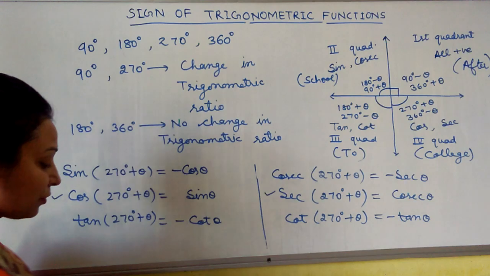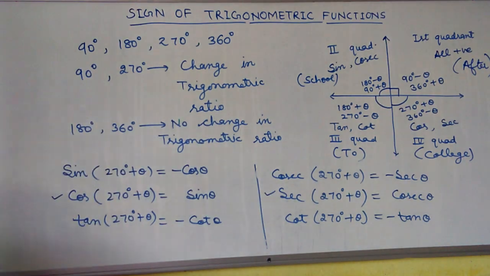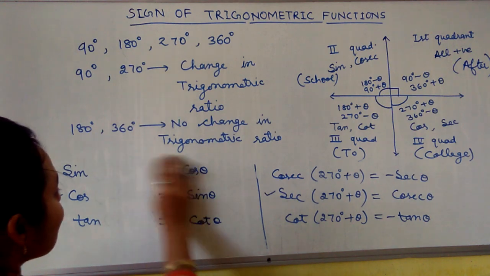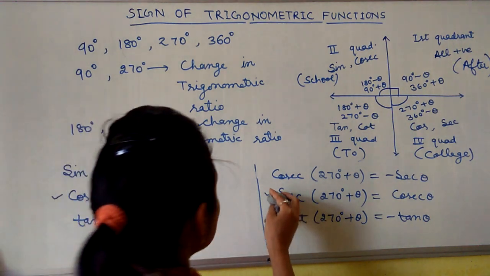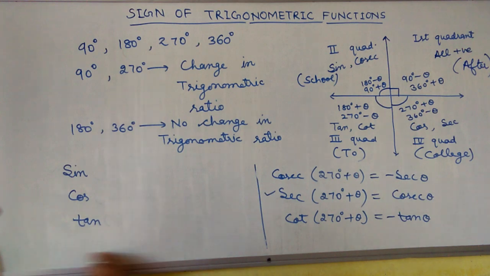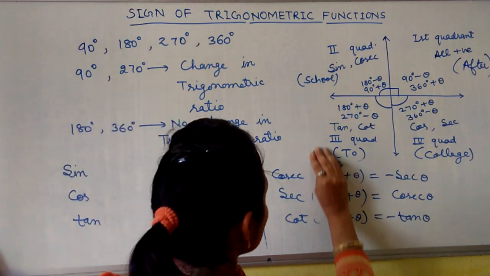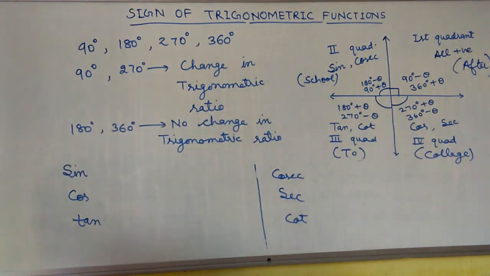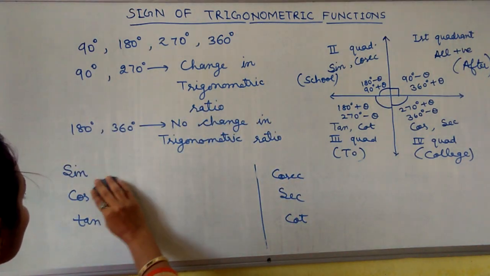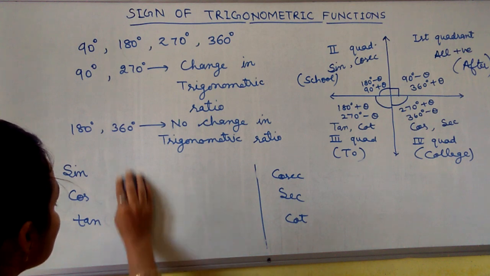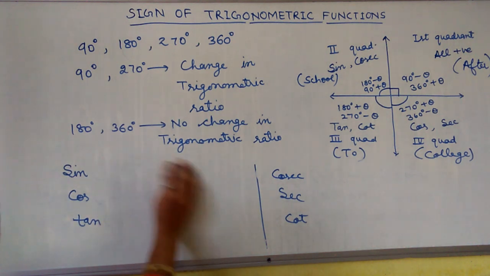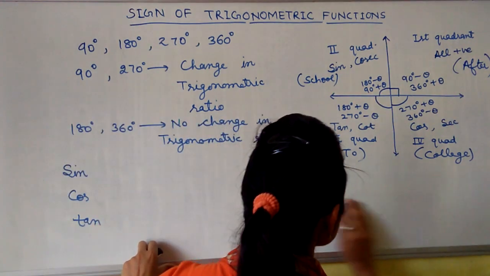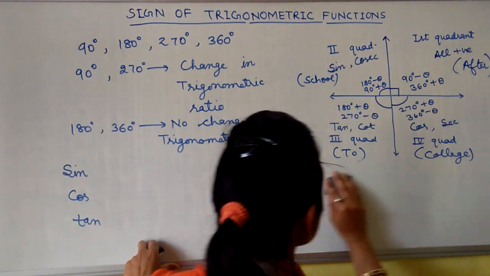Now come to 360 minus theta. How can we change 360 minus theta and 360 plus theta? That is also like these angles. That is very easy. At 360 there is no change in trigonometric ratio, so there is no change in the trigonometric ratio at 360.